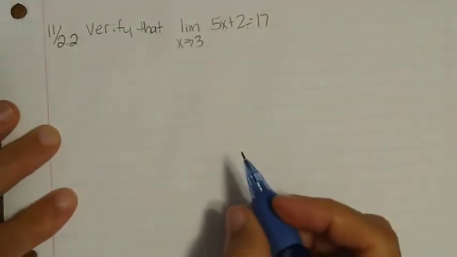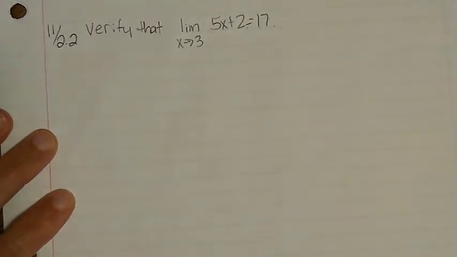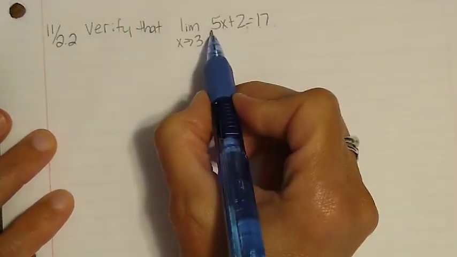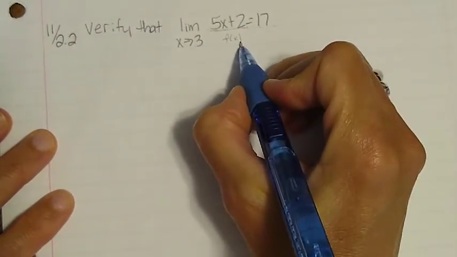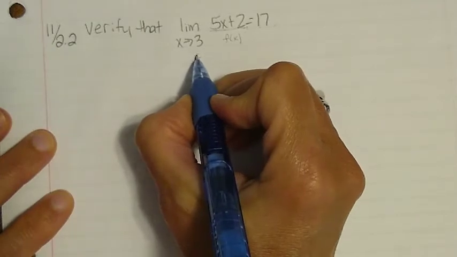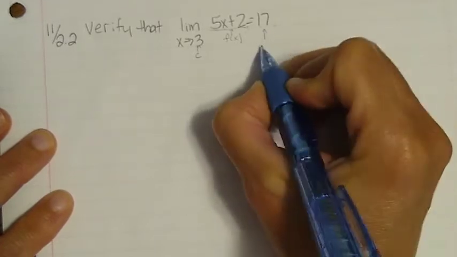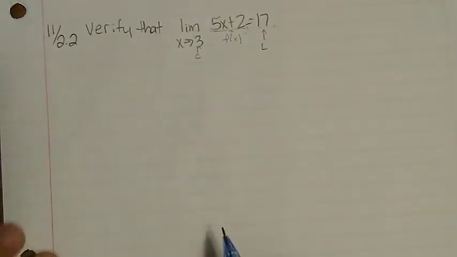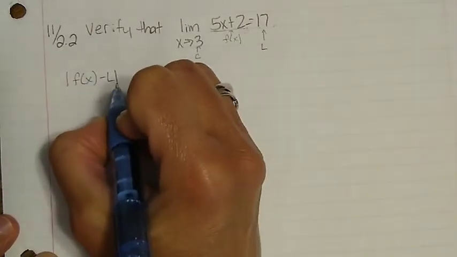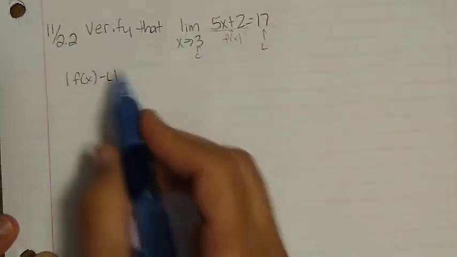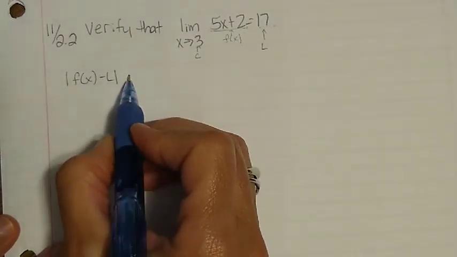So remember that the limit definition, which is on page 64, says that the limit of a function, so this is our f of x, as x approaches c, so this is our c, is equal to the number L, that's our L, if the difference between the function and the limit can be made sufficiently small, can be made arbitrarily small as we wish, by taking x sufficiently close to c.